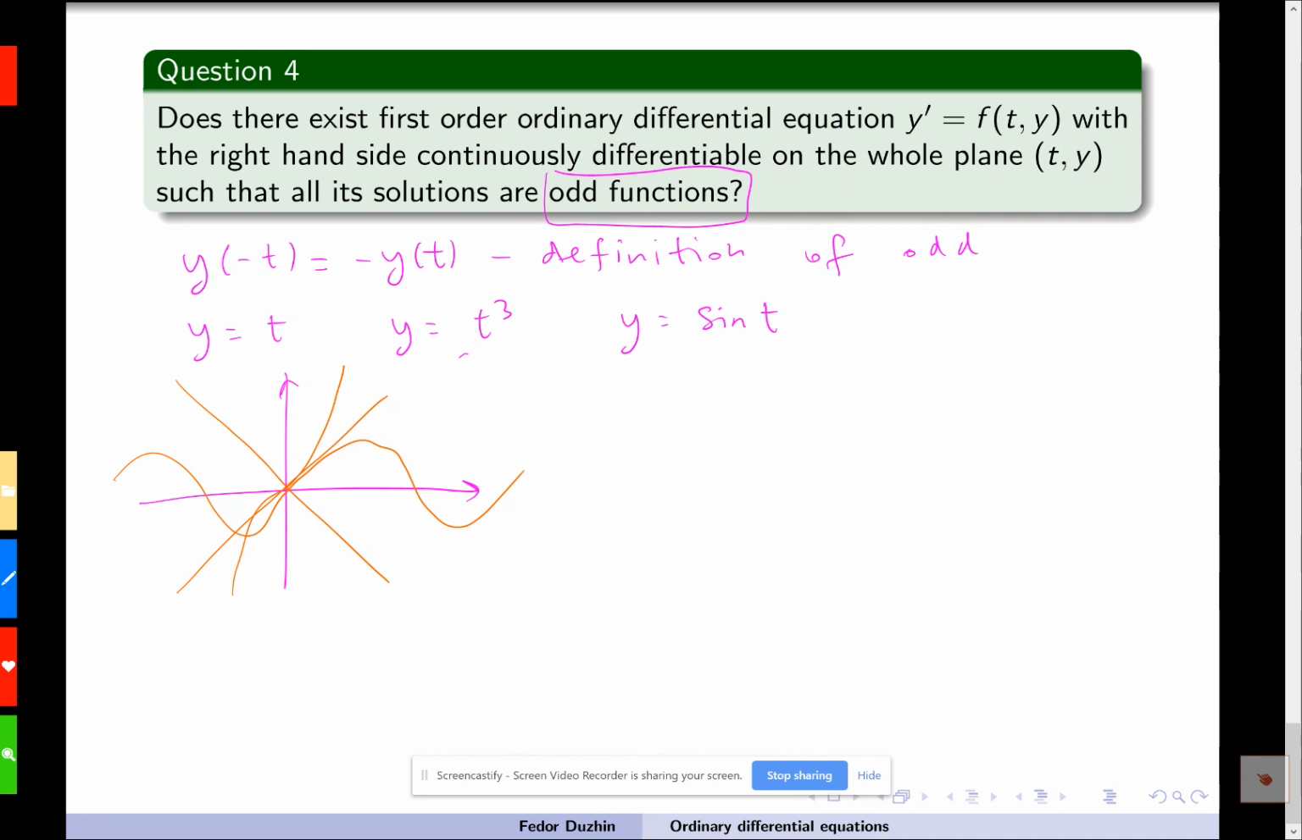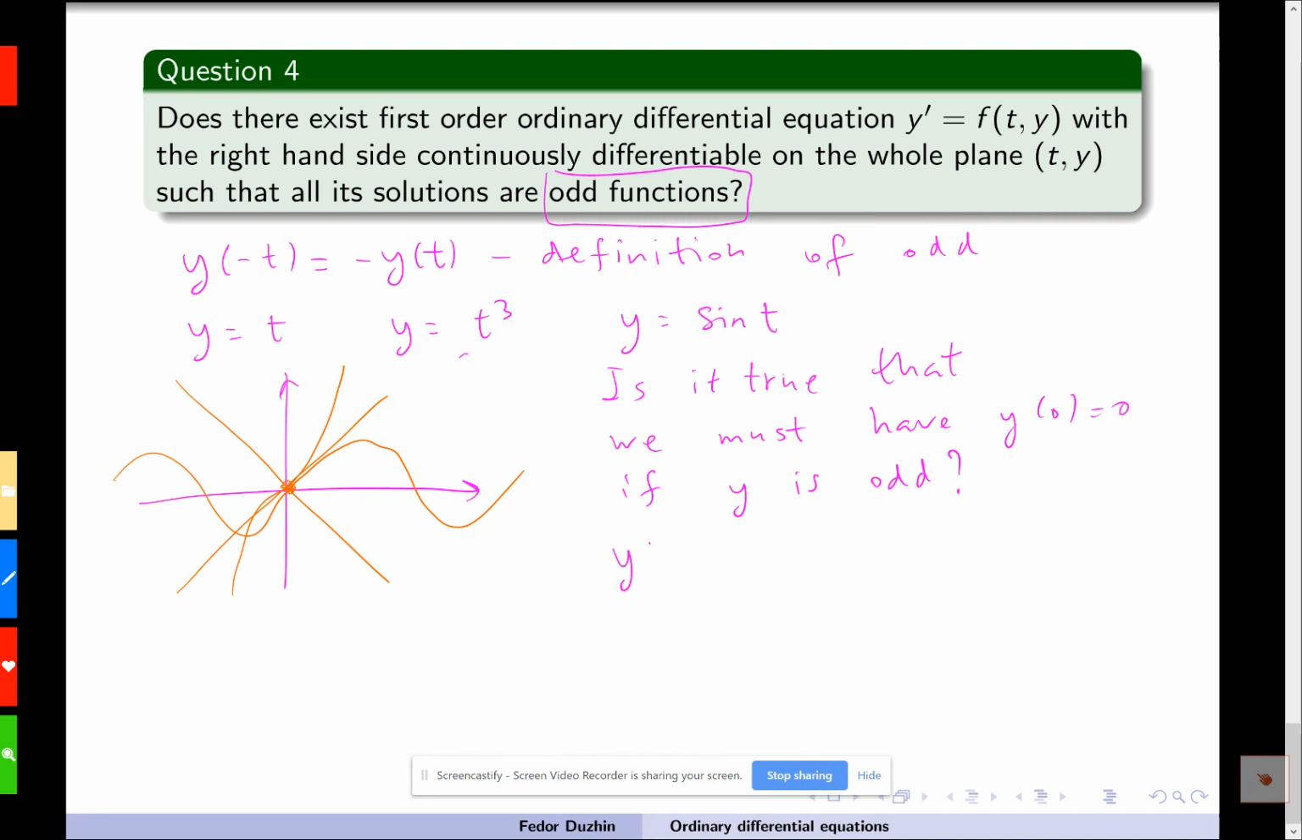And the important property here is that all these odd functions pass through the origin. So let us figure out, is it true that if a function is odd, then it must pass through the origin, that we must have y of 0 equals 0 if y is an odd function?